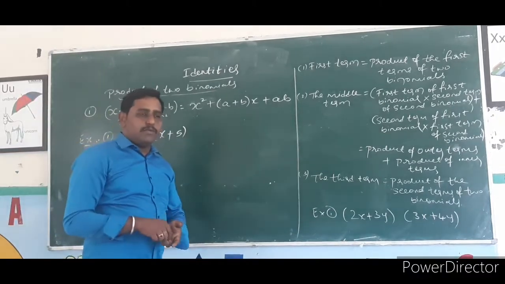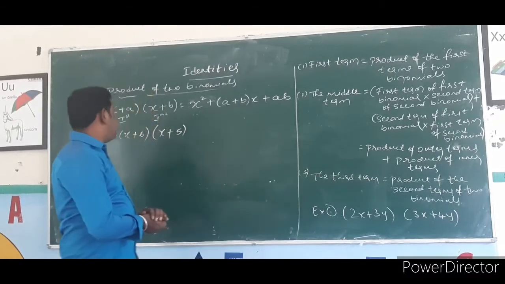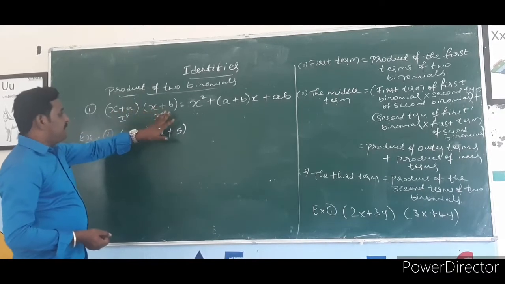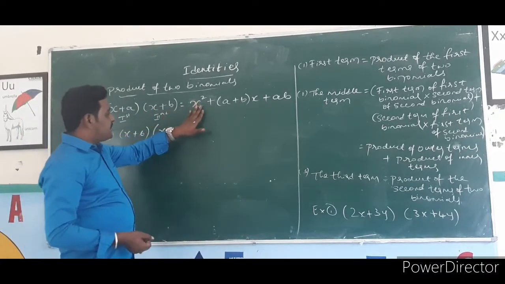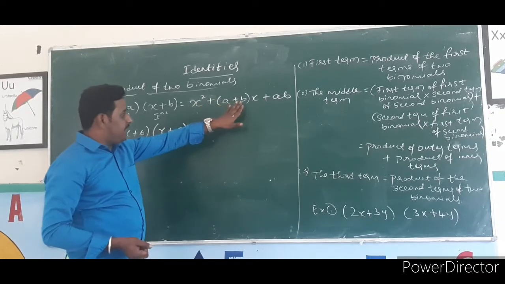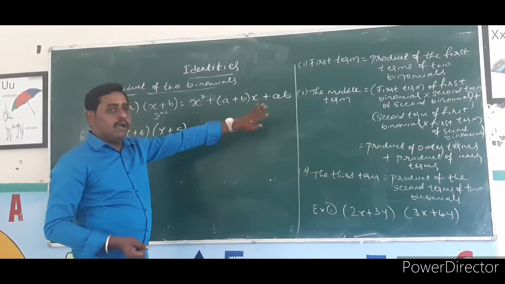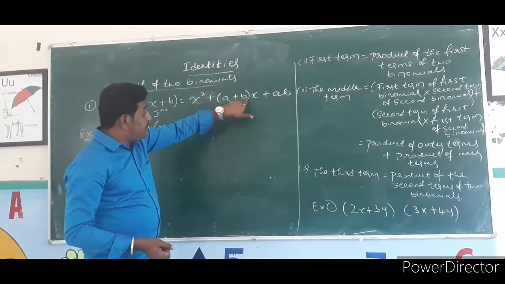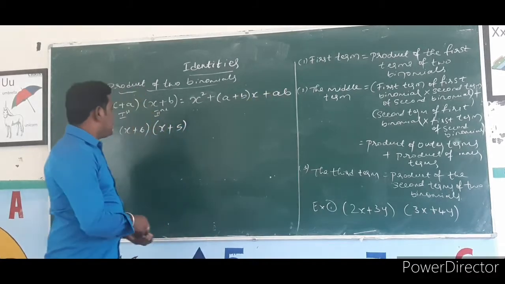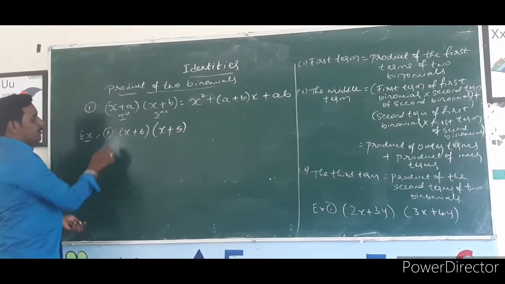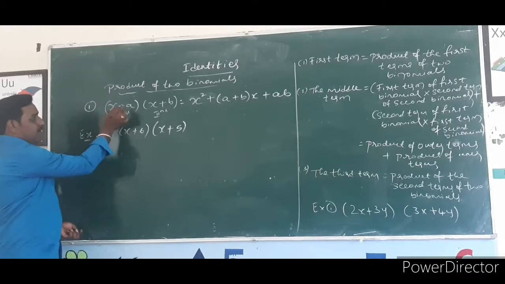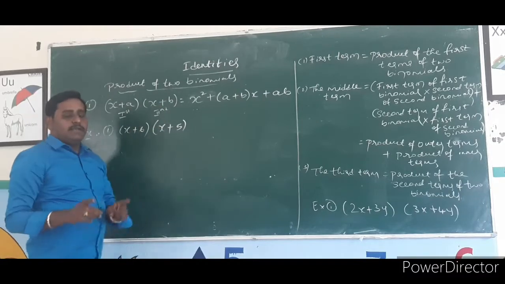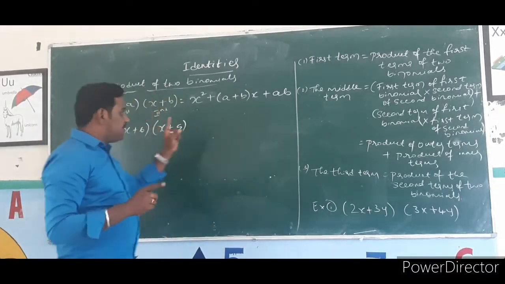While we are multiplying two binomials, what happens? Let's see what this formula indicates: (x + a)(x + b) = x² + (a + b)x + ab. How do we pronounce this? x square plus a plus b into x plus ab. So why are we doing it? We look at the first term of the first binomial and the first term of the second binomial. When both these terms are the same, we use this formula.